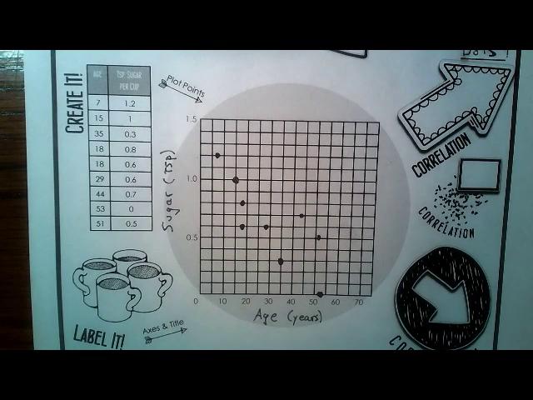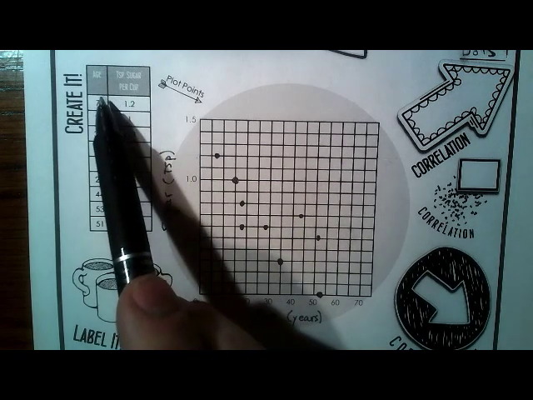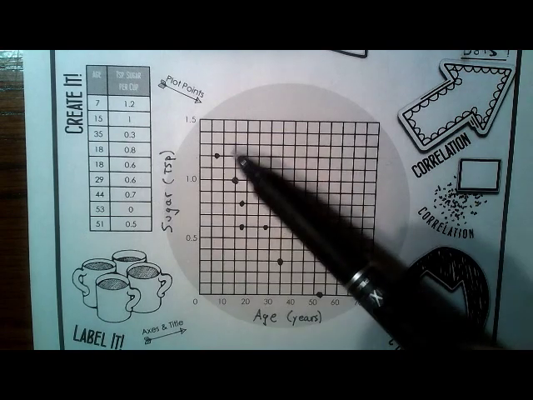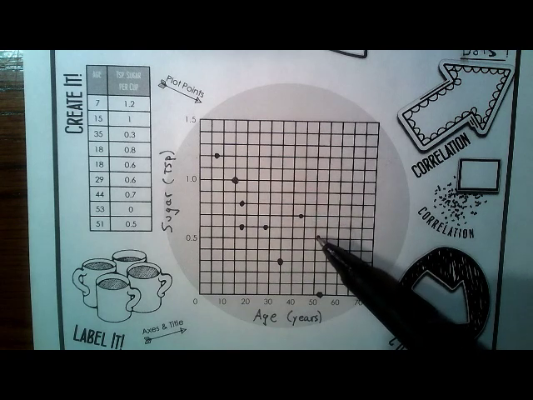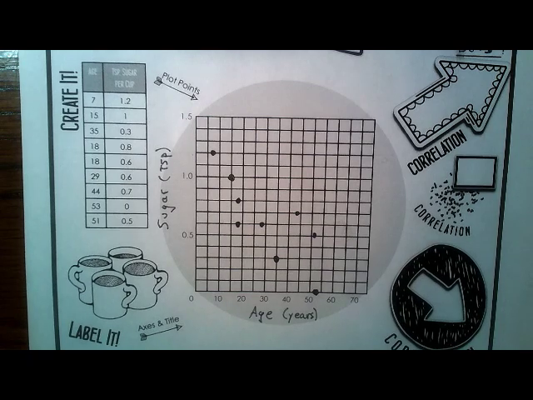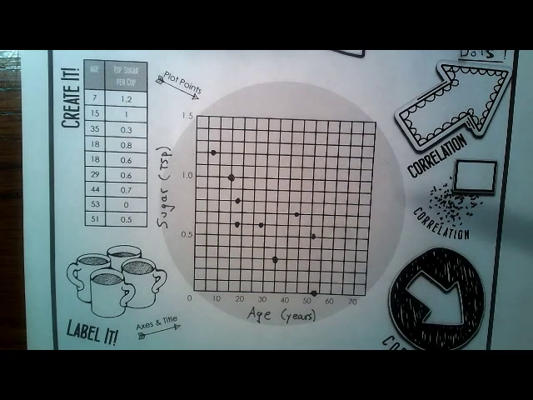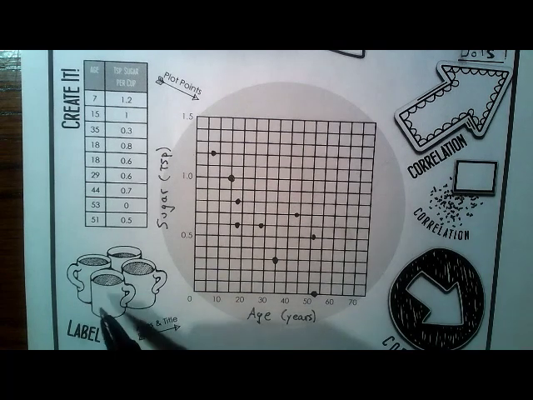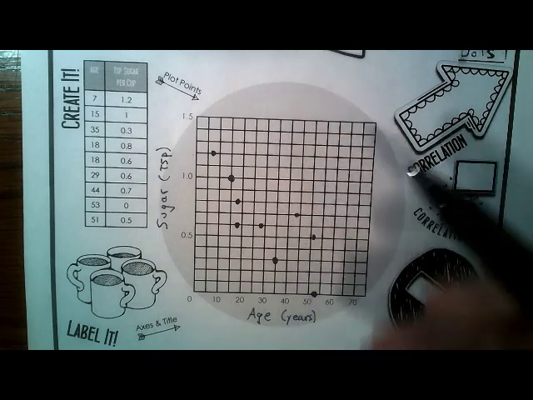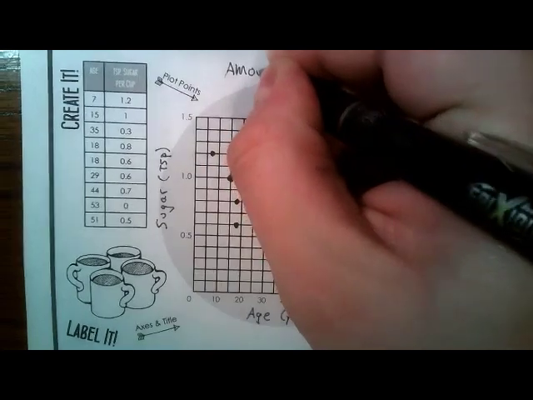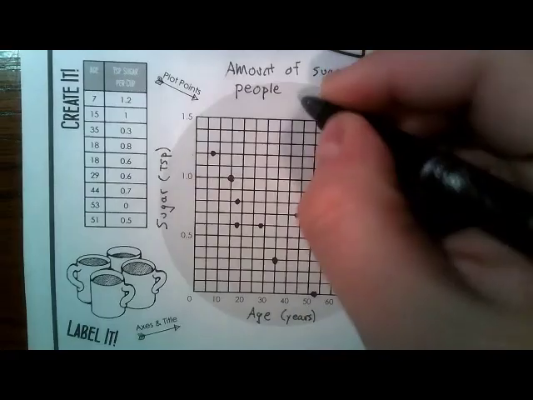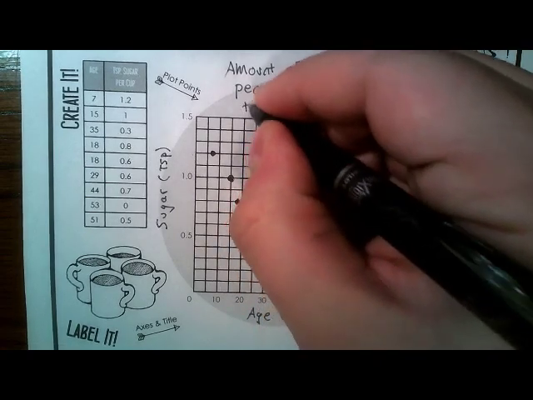Once you have all those points plotted, you want to make sure that you didn't miss any. So count the amount of data you have in your table. You should have 9 points plotted, unless there were any repeats. So 1, 2, 3, 4, 5, 6, 7, 8, 9. Mine looks about right. I don't think I left out any points. The one thing we do need to do though is give a title to our graph. It looks like we've got some coffee cups here. We're talking about sugar and age, so maybe a title could be: Amount of sugar people put in their cups. I would write that right up here.